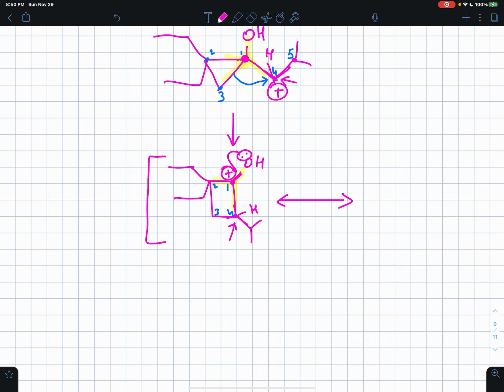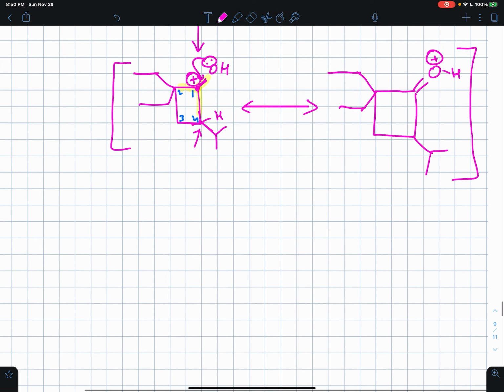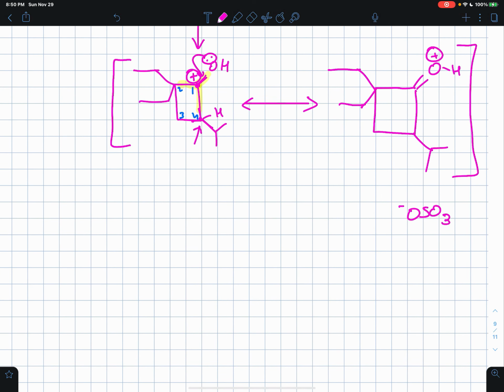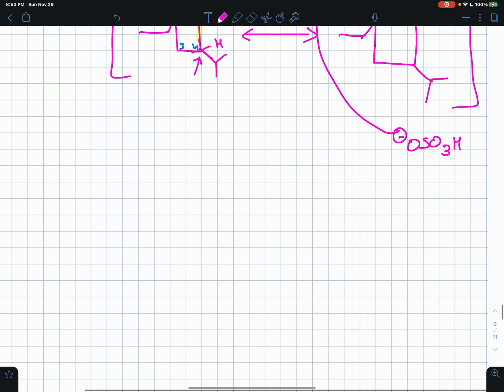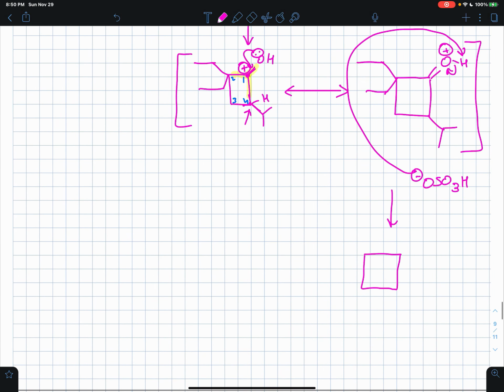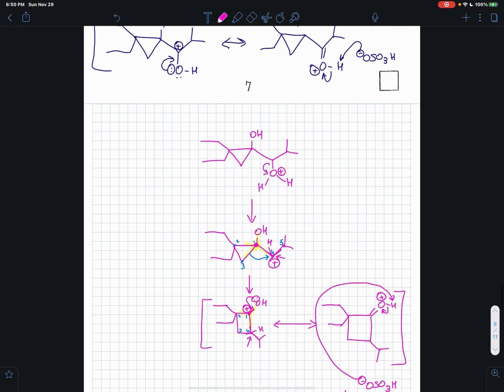This O right here is going to kick off this electron, and I'm going to end up with a double bond O, H, positively charged, and then this one's like that. And now O minus SO3H can come in and grab this hydrogen, and I'm going to end up with the product that I need. So is that it? Let me check. Yep, so that's it. That's it.